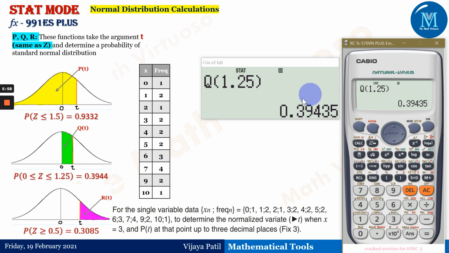And in your statistical table or standard normal curve table, you'll be getting the value up to 4 digits, and that is the reason the last digit has been rounded off. So you'll be getting the value in front of the 1.2 row and 0.05 column, you'll be getting the value 0.3944. Okay, so this is for the Q.